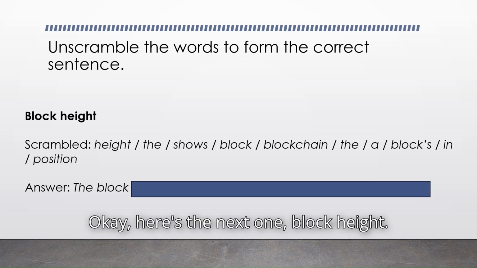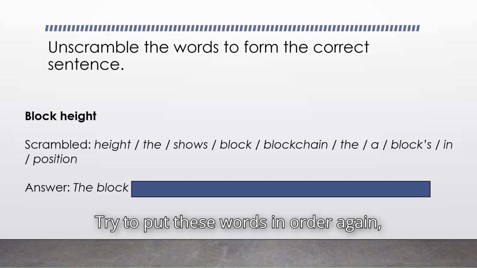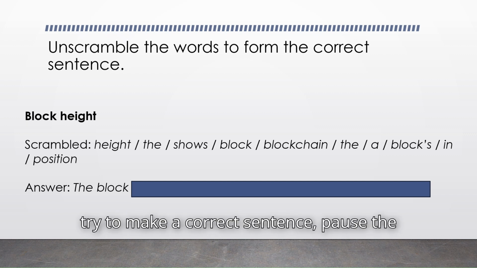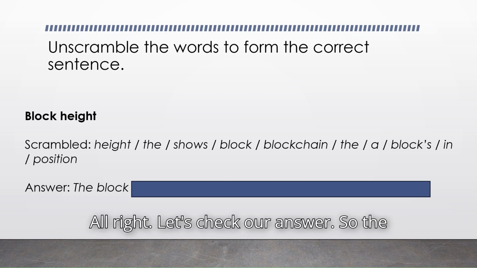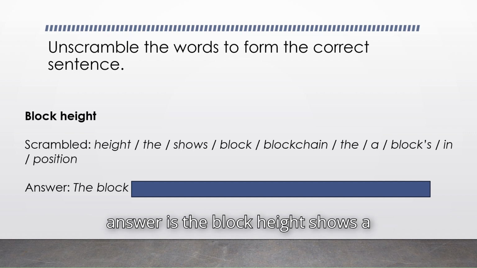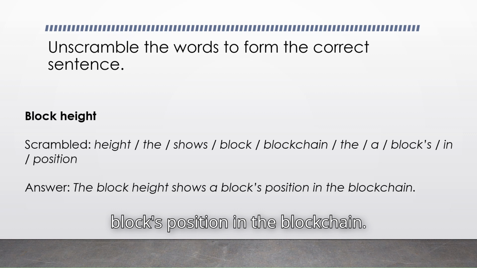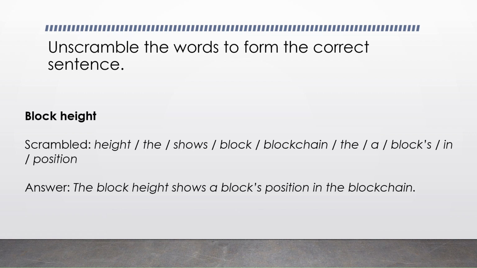Okay, here's the next one, block height. Try to put these words in order again. Try to make a correct sentence. Pause the video there. All right, let's check our answer. So the answer is: the block height shows a block's position in the blockchain. Good.